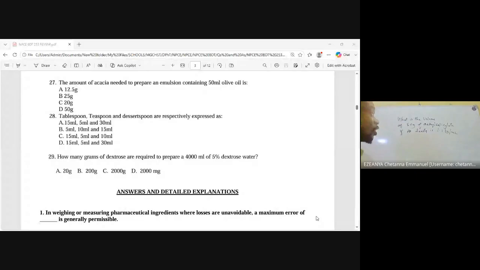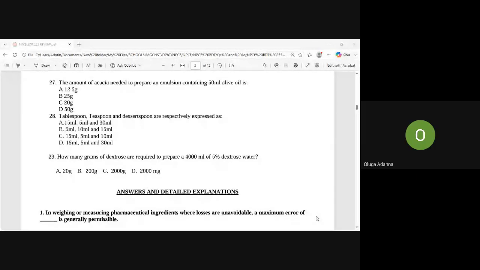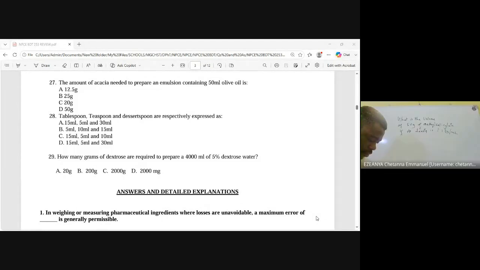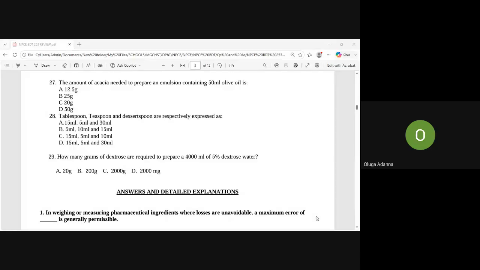So tell us what you did. We use the same formula, density equal to mass over volume. But now we are looking for volume. So what you will do now is mass divided by density. Okay, good. So now mass is 50, density is 1.17. When you divide it, it gives you 42.74 ml.